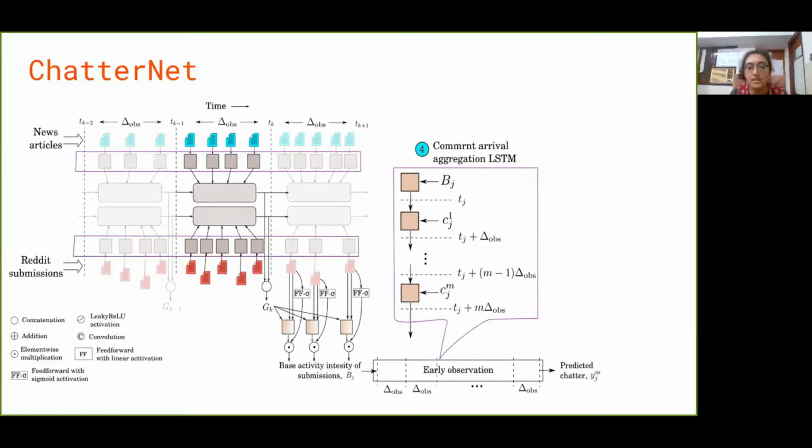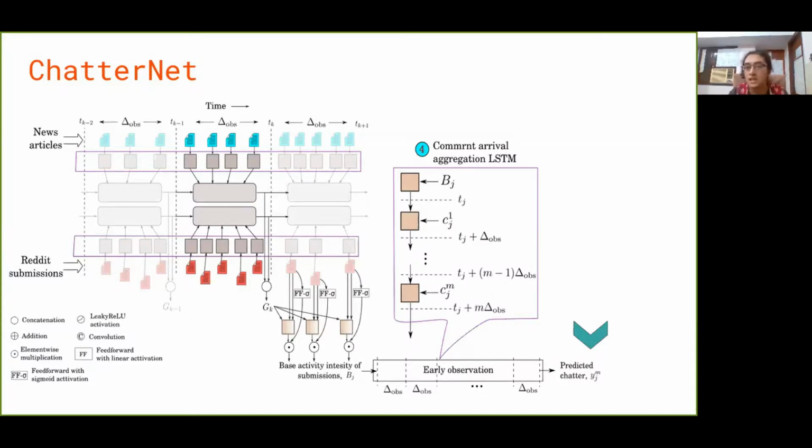It should be noted that this base chatter intensity can be further used to make predictions over the early observation window as well. Here again, to be able to effectively capture the variation in the commenting rate within the time window, we bin this window into m units, mapping the commenting rate for each unit to be the total number of comments within that bin. Now, this coarse grain commenting history is aggregated using a single LSTM, the output of which gives us the predicted chatter at the end of the observation, starting with the base intensity that we predicted in the first place.